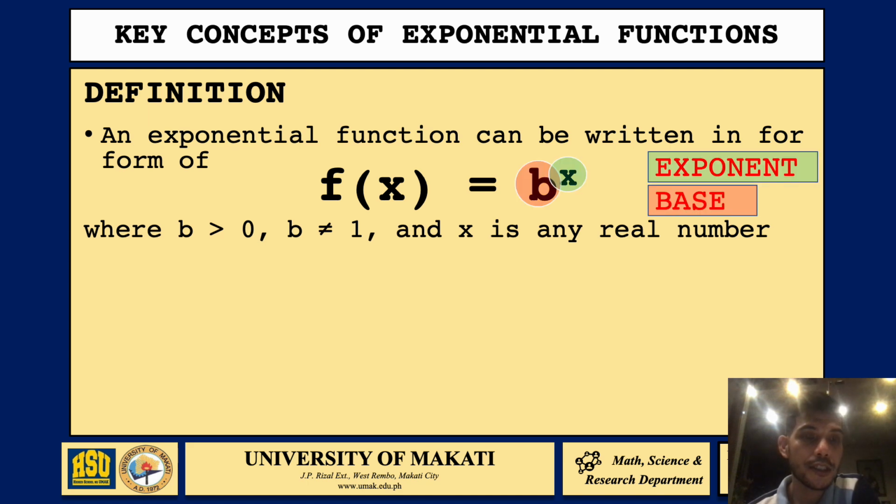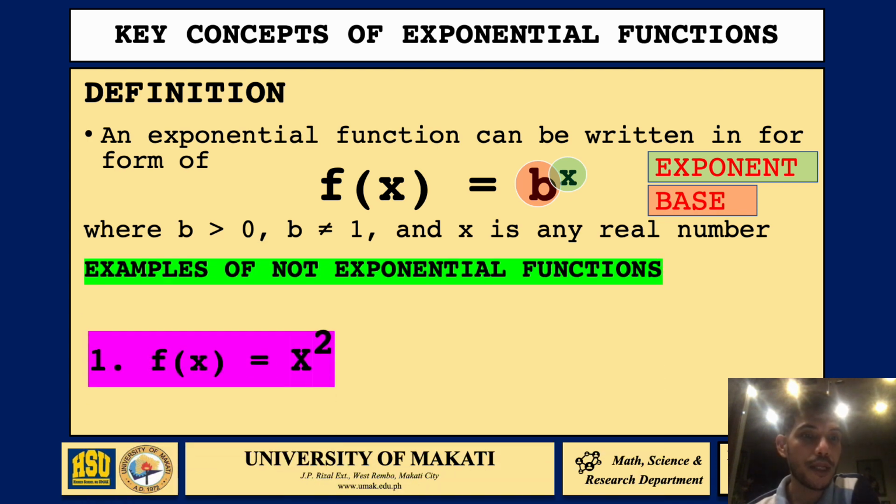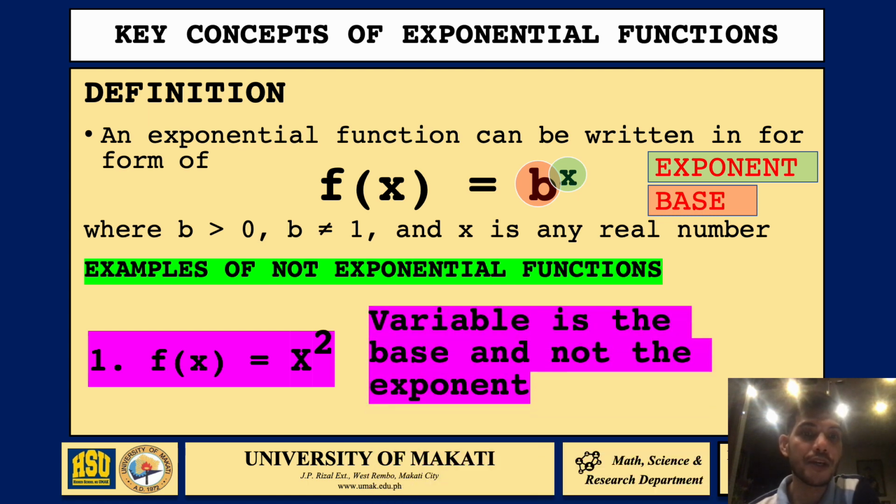So here are some examples that are not exponential functions. So number 1, f of x is equal to x raised to the second power, or f of x is equal to x squared. This is not an example of exponential function because the variable is the base and not the exponent. Tandaan natin, yung variable should be the exponent.